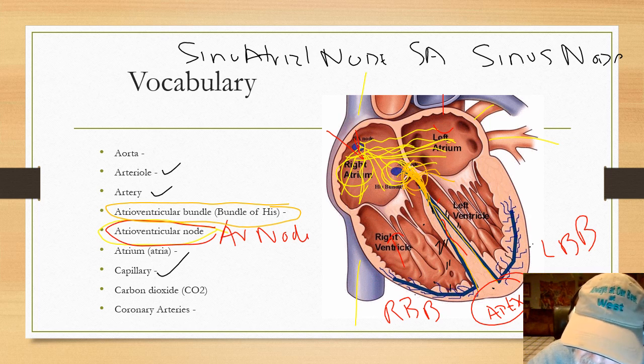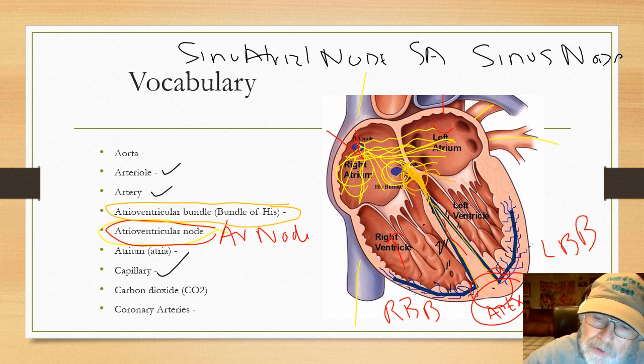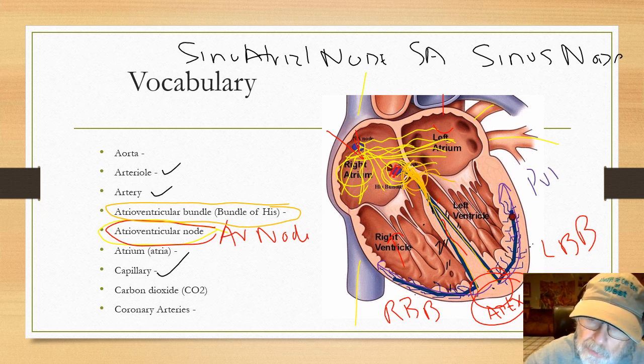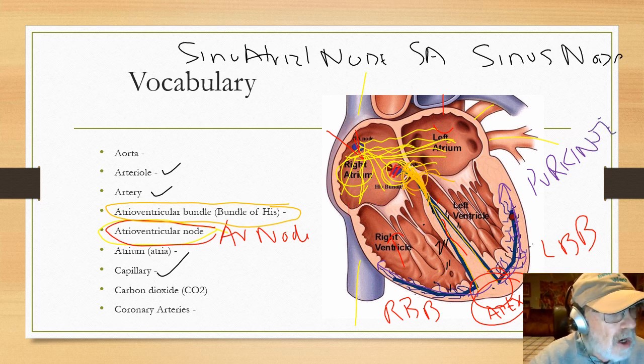But once that electrical signal gets down to the apex, it starts to go up the walls. It goes up this way. Okay? And it goes up this way. There are little fibers there. They're called Purkinje fibers. And these Purkinje fibers then stimulate the muscle and cause the muscle to contract.